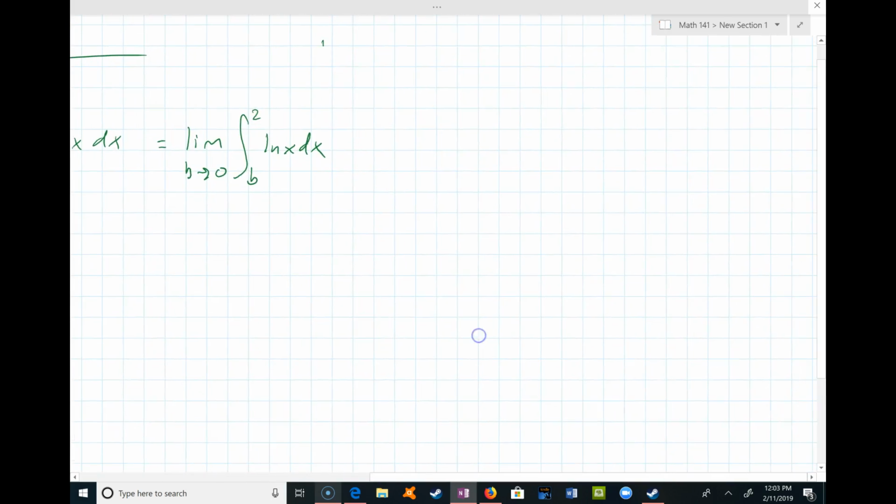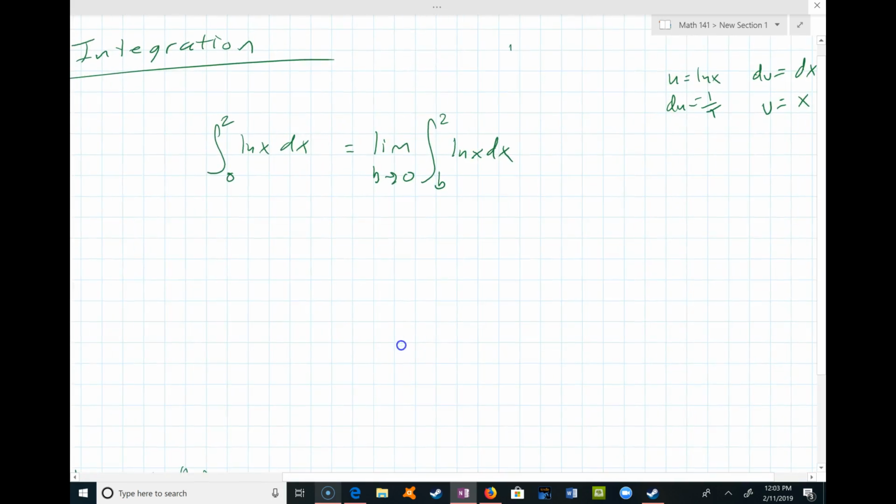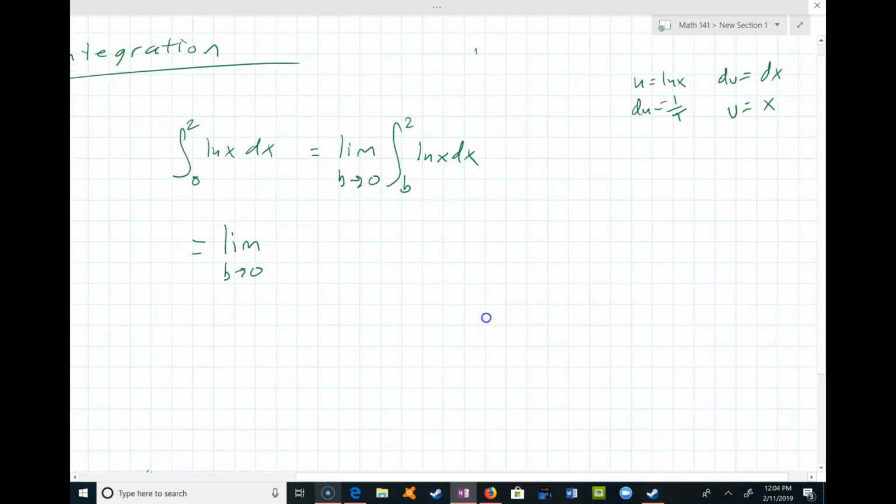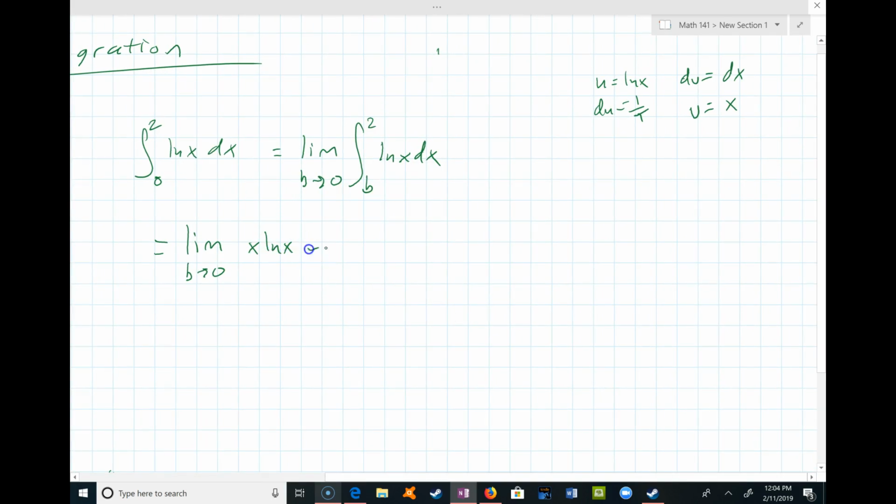So remember, the way you integrate natural log is you let u equal ln x, which means du is 1 over x, and you let dv equal dx, which means v is equal to x. And so then this thing's going to be the limit as b approaches 0 of x ln x minus, and of course it'd be the integral of v du, which is just dx, so that's just going to be x. And that's evaluated from b to 2.